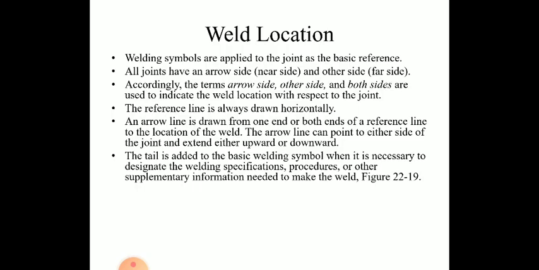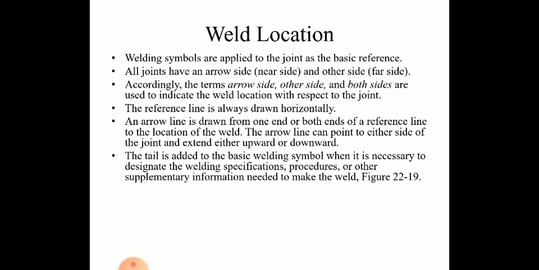The weld location. The welding symbols are applied to the joint as the basic reference. All joints have an arrow side, near side, other side, far side. The terms arrow side, other side and both sides are used to indicate the weld location with respect to the joint. The reference line is always drawn horizontally. The arrow line is drawn from one end or both ends of the reference line to the location of the weld. The arrow line can point to either side of the joint and extend either upward or downward. The tail is added to the basic welding symbol when it is necessary to designate the welding specification procedure.